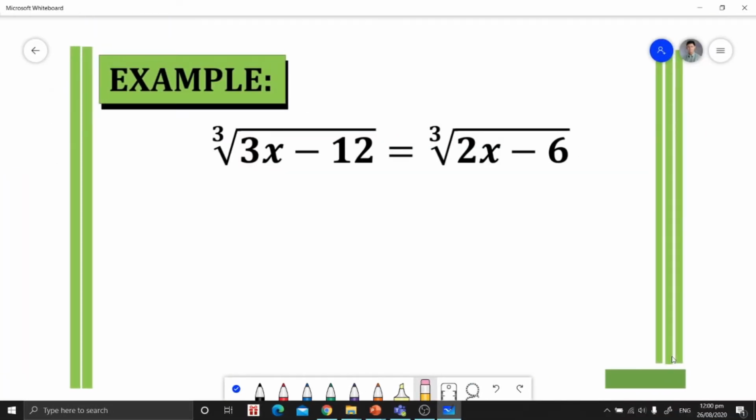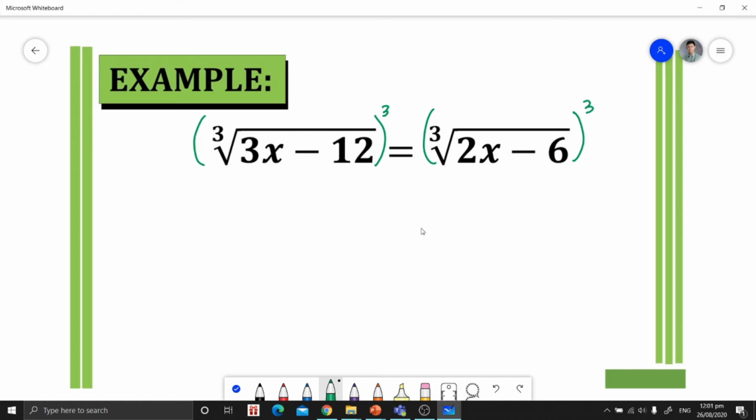Okay, let's have another example. For example, we're given this equation. First step is for us to isolate one of the radical terms. Once we have isolated it, we're going to apply the cubing or the squaring property. In this case, we will choose this as our isolated radical expression. Now, we can apply the next step, which is the cubing property, by getting the cube of each side.